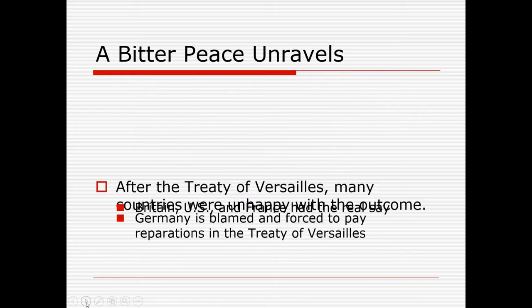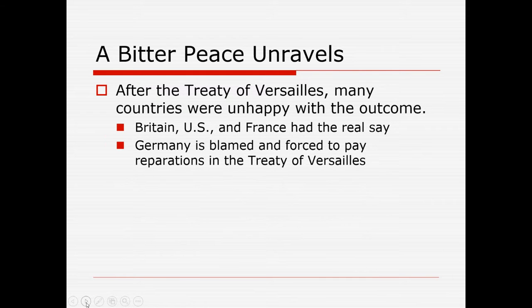And because of that, Germany faces a really bad economy, a huge unemployment problem, and a lot of bitterness about the fact that they had lost the war. It was a wound to their national pride.